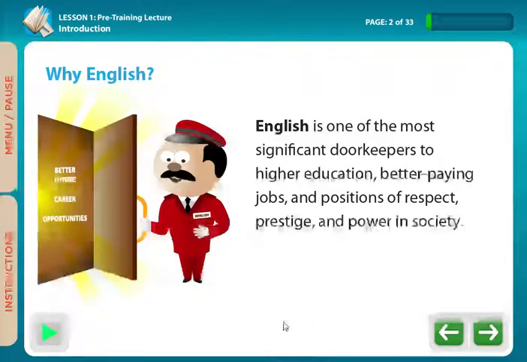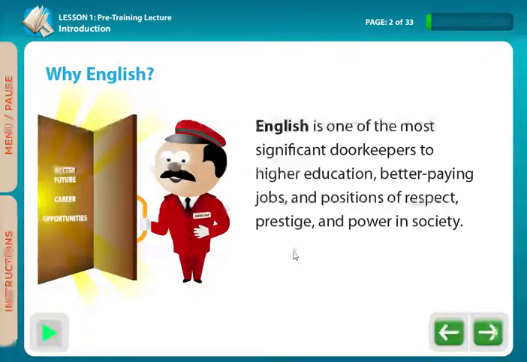Okay, it seems that we're almost done with the introduction of this platform, Learning English Application for Pinoys or the LEAP. I will respect if anyone will disagree with this. I repeat, English is one of the most significant doorkeepers to higher education, better paying jobs, and positions of respect, prestige, and power in society. I will respect the opinion of anybody if they will oppose in this presentation.